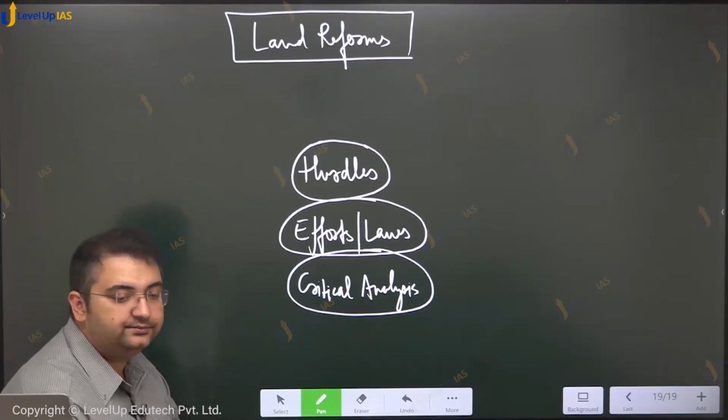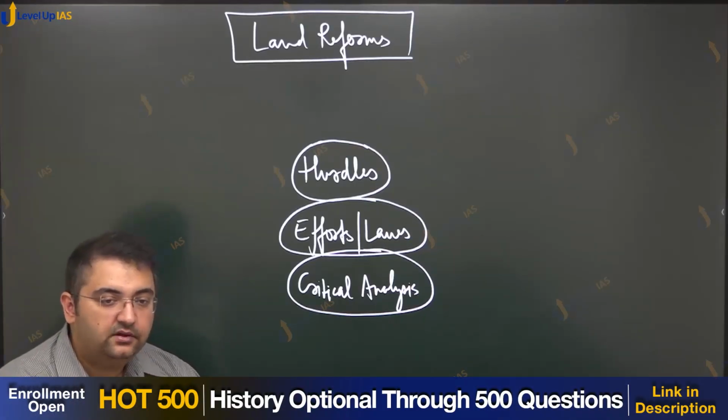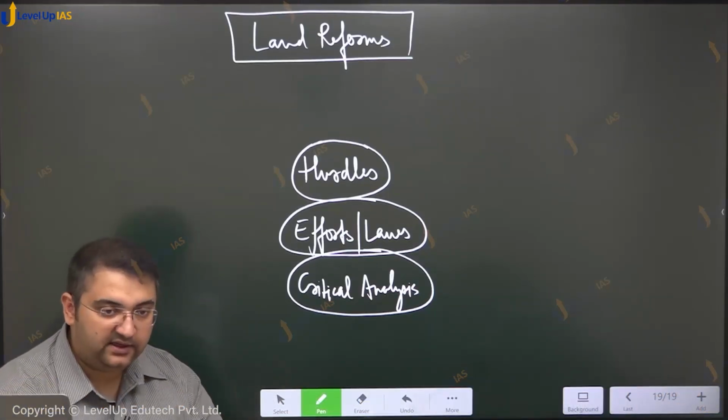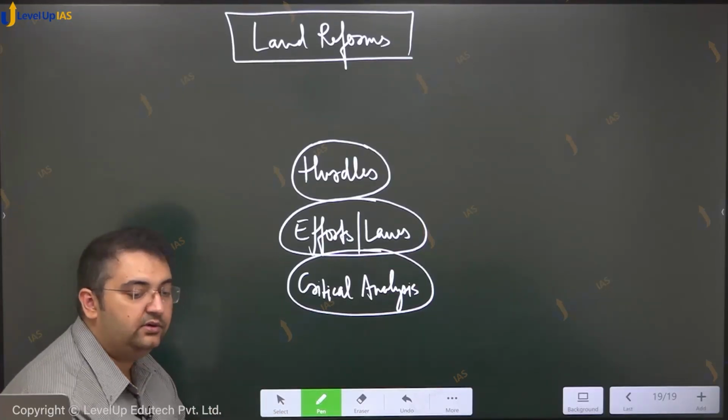One more hurdle was constitutional in nature. What? Right to property had been made a fundamental right. Therefore, to implement land reform, property would have to be taken from some and given to others, so that right would have been violated. Write down.